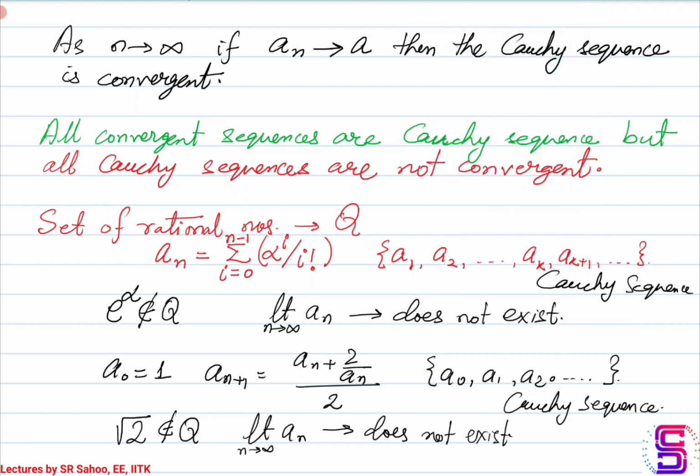However, if this was a set of real numbers, then the first example that we have taken, e power alpha, would be a real number, and hence this Cauchy sequence will become convergent. Similarly, in the second example, root 2 being a real number, if the sequence is defined on a set of real numbers, then this Cauchy sequence also becomes convergent. So all Cauchy sequences need not be convergent, but all convergent sequences are essentially Cauchy sequences.